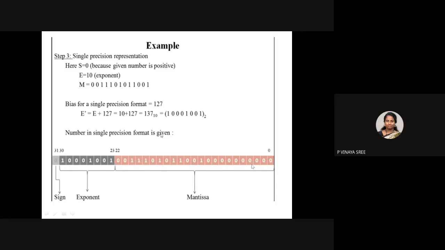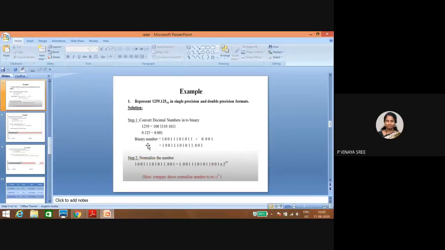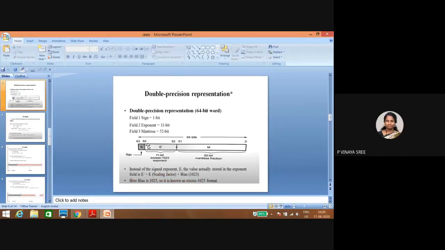And in place of the mantissa, how many bits do we have in the mantissa? Count once and tell me. How many bits do we have in the mantissa? But how many bits are there actually in the single precision format for the mantissa? 23, right? So we have only this representation, see.